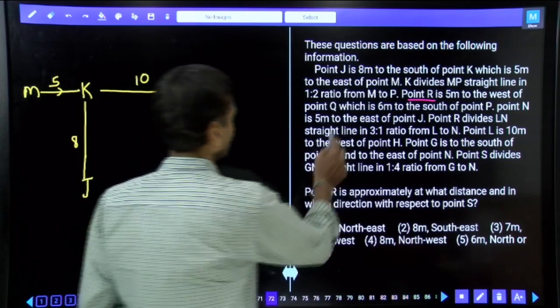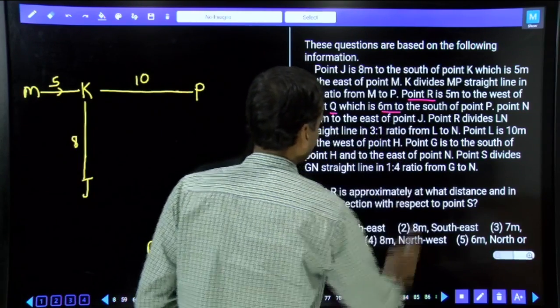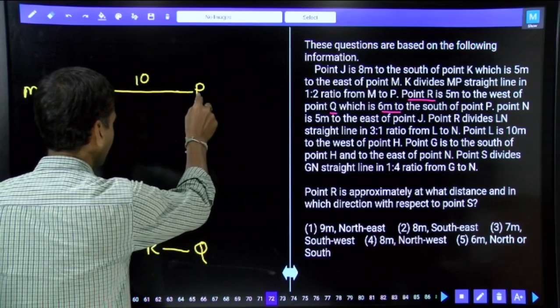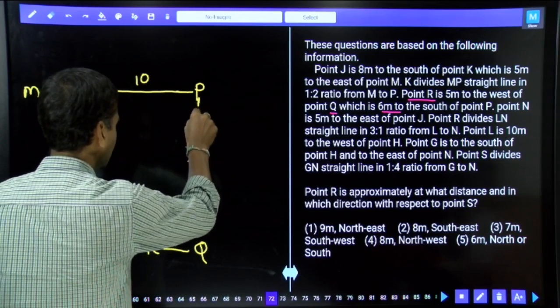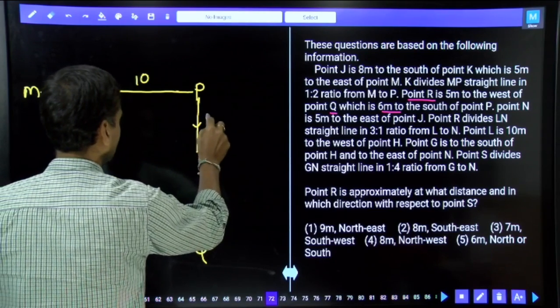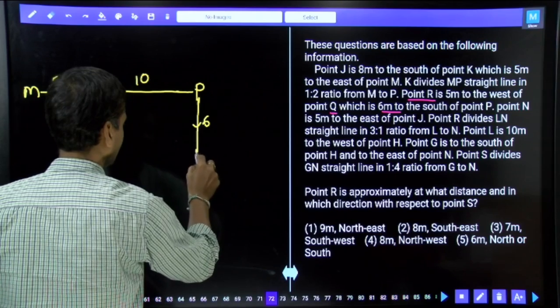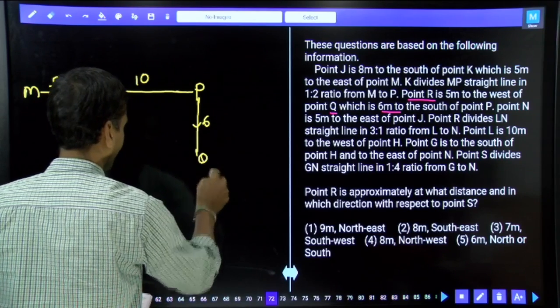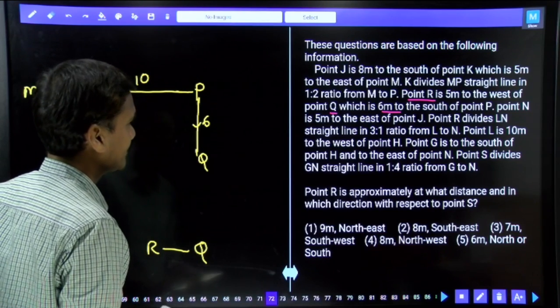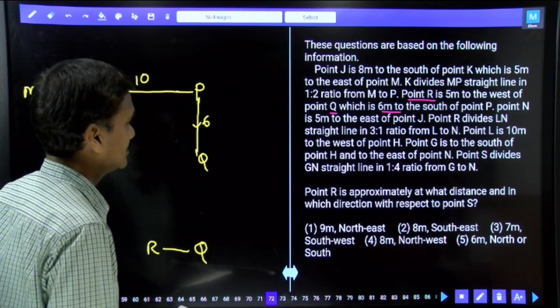R is 5 meters to the west of Q, and Q is 6 meters to the south of P. From here, Q is how many meters? 6 meters. This is 8 meters and this will be 6 meters, and Q is 6 meters to the south of P, isn't it?